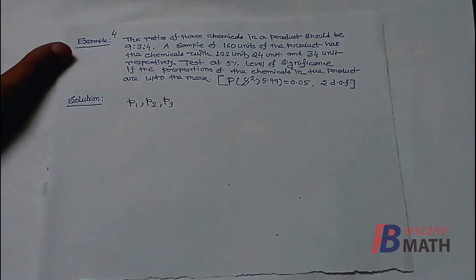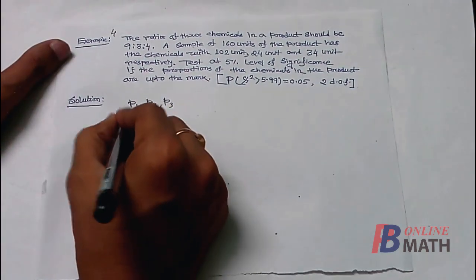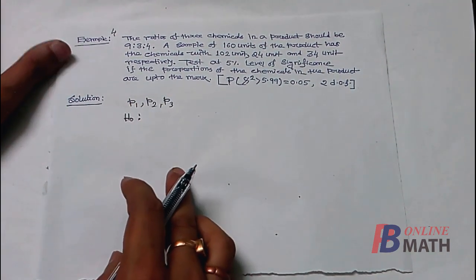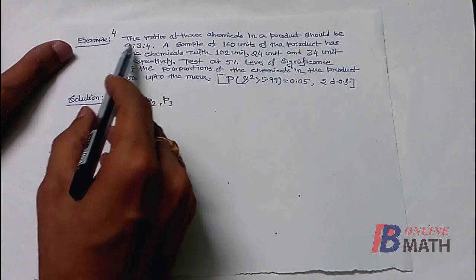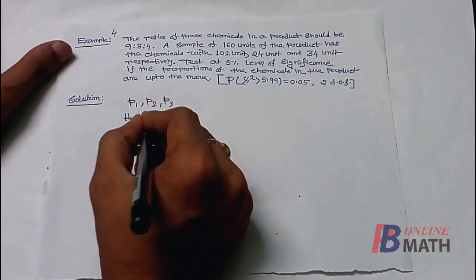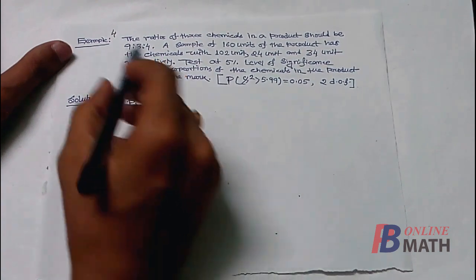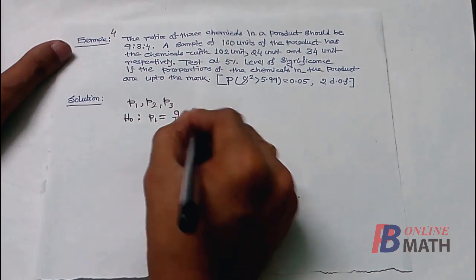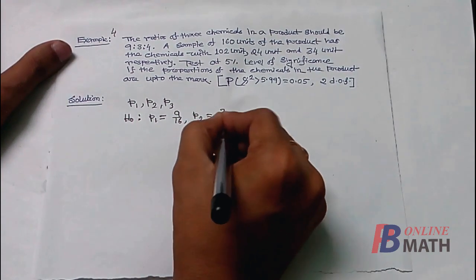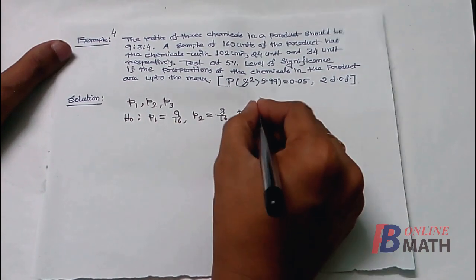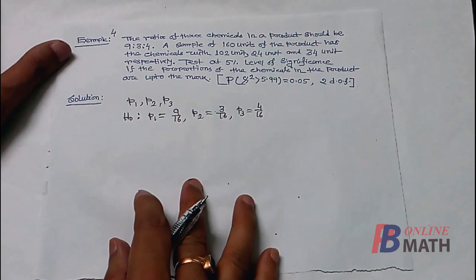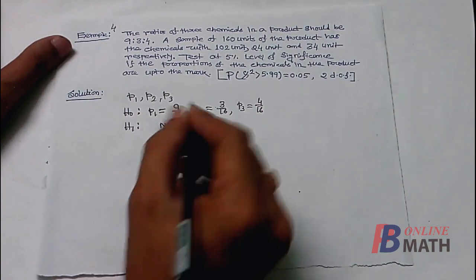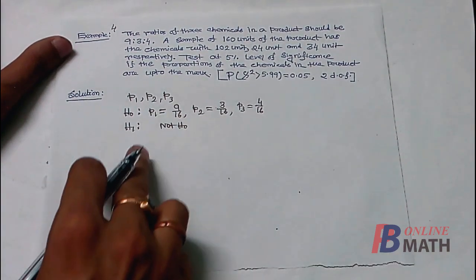First of all, we assume the null hypothesis. The null hypothesis is about the actual proportions of the chemicals in the product, and we know that the ratio should be 9:3:4. So what are the proportions? The proportion P1 should be 9 by 9 plus 3 plus 4, so 9 by 16. The proportion P2 should be 3 by 16 and P3 equal to 4 by 16. So this is the null hypothesis, and the alternative hypothesis, H1, is that H0 is not true.